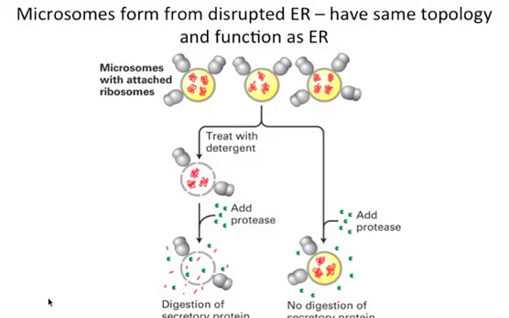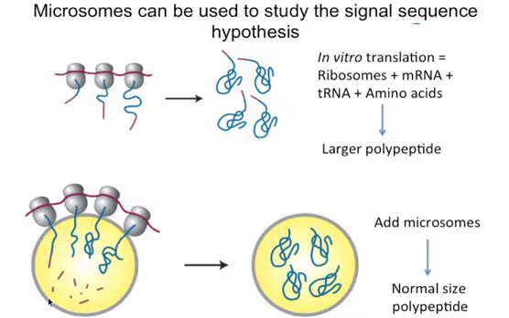If you add protease alone, you won't have any digestion. So that's just saying that your secretory protein is inside your microsome, right? Makes sense because the secretory protein is going to be inside the ER, right? You've translated it into the ER, okay? So what's all this have to do with?